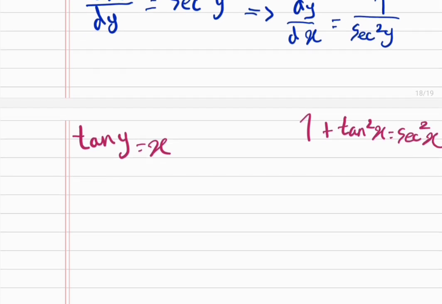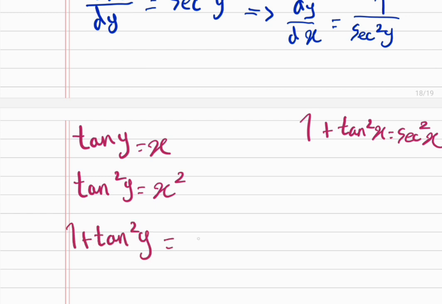Again, like the previous question, we square both sides. Tan squared y is equal to x squared. And here, you just need to realize that if we add 1 to both sides, because we want to get from tan squared to sec squared, and in order to get that, we need to add 1 to tan squared. So let's add 1 to both sides and see what happens. 1 plus tan squared y is equal to 1 plus x squared, because it's an equation, right? We are allowed to apply any operation as long as we apply it to both sides of the equation.